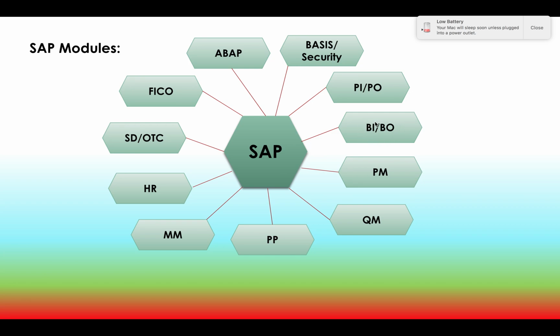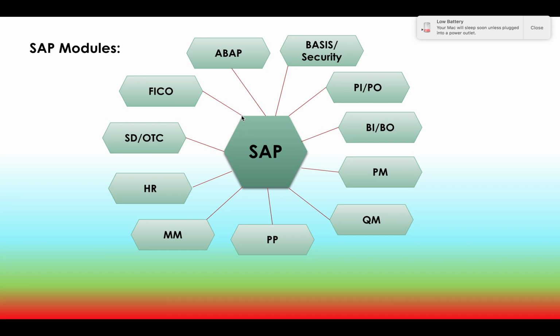BIBO is a reporting tool. PIPO is an integration tool. If we want to connect the manufacturing company with other partners, suppliers, customers, or other systems, to communicate business documents or sales transactions, we use the PIPO integration tool. Basis is system administration: SAP installations, SAP upgrades, kernel upgrades, whatever system-related activities come into basis and security. And finally ABAP. It's not a module, it's a technical module, though some people call it a module. ABAP is a programming language, and all these applications and modules are built with ABAP. So this is completely technical in SAP.